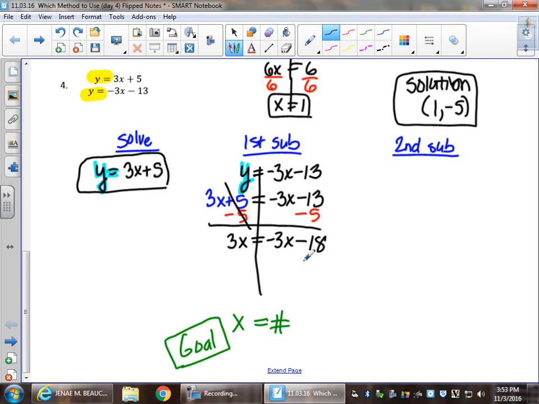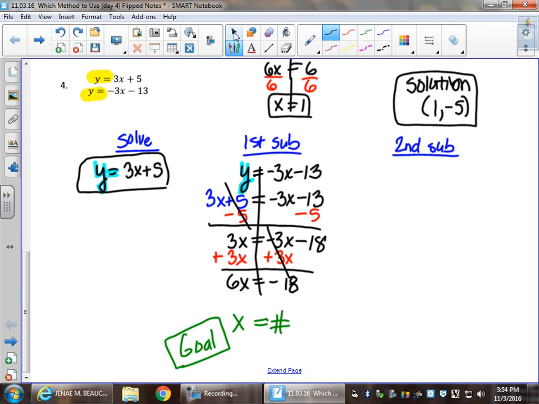On this side of the equation, I only want numbers, no variables. So what can't stay here? This negative 3x has to move. What's the opposite of a negative 3x? Positive 3x. So we're going to add 3x to both sides. This cancels. On the left side, 3x plus 3x is 6x equals negative 18.